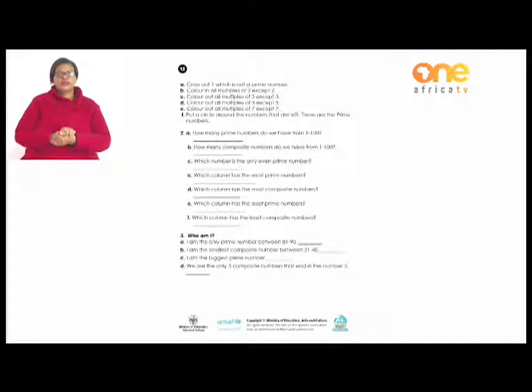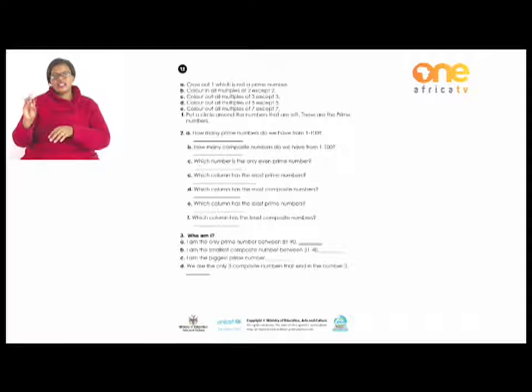Now, number 3 is who am I? This activity has to do with identifying the number. In other words, which number is speaking here? Right? Which number is speaking? 3A, for example, will say, I am the only prime number between 81 and 90. So which number is that? Which number is speaking like that? Saying that I am the only prime number between 81 and 90.